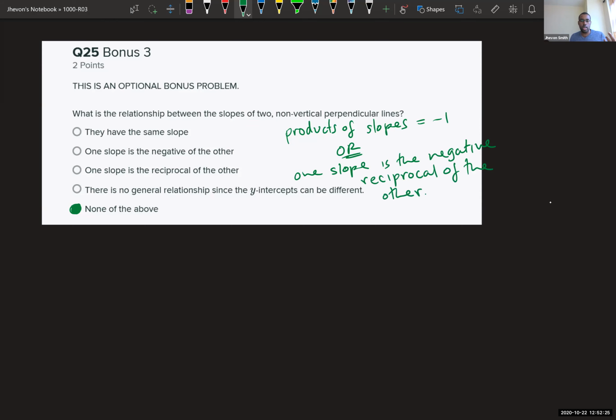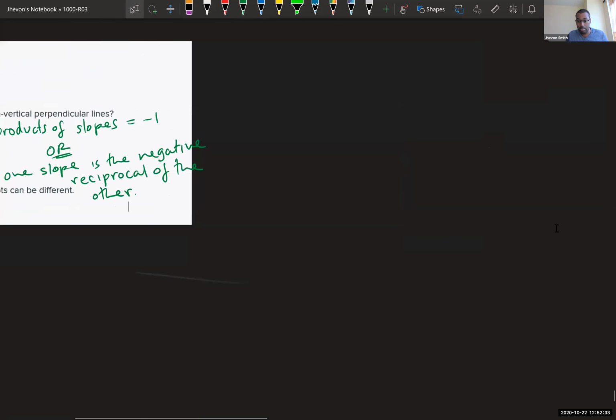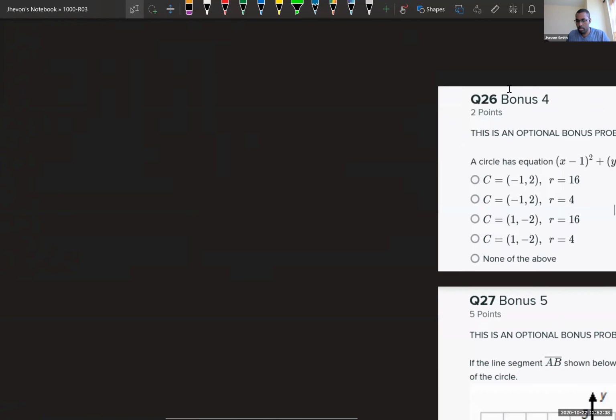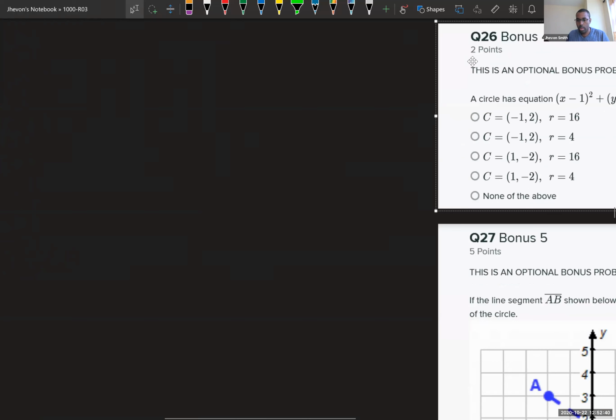And I know because they're non-vertical, I would never divide by 0 when taking reciprocals. So the slope has to be a positive or a negative number. So that's that. Here's another one.